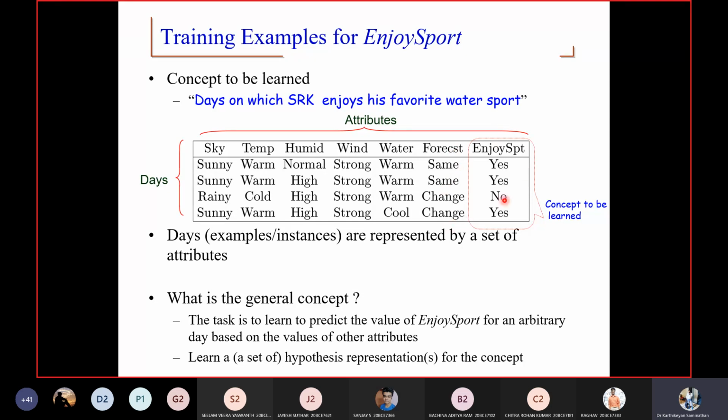The person is likely to enjoy water sports whenever the climate is sunny, warm, normal, strong; sunny, warm, high, strong; sunny, warm, high, strong, cool and change. Then in these three scenarios he is likely to enjoy the water sports. Okay, so that is what this question is all about.